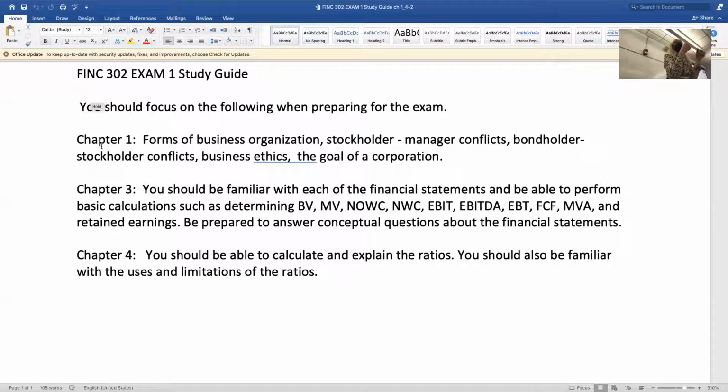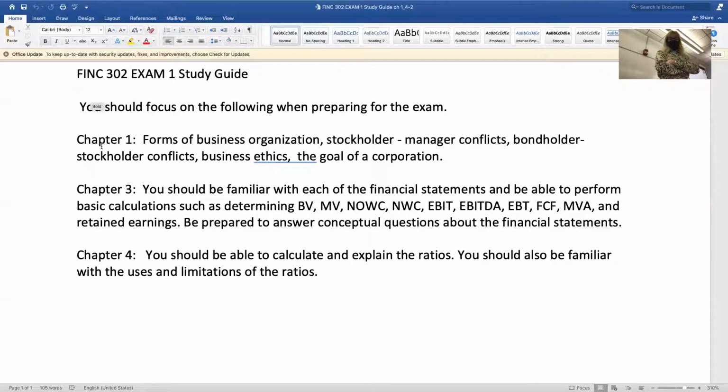But along those same lines, companies have to be efficient, they have to be profitable in order to maximize stock price. That's the goal, to maximize stock price, maximize shareholder wealth. Okay, so those are the main things for chapter 1. There are several multiple choice questions regarding chapter 1, so if you have studied those in depth, you'll be fine with that.